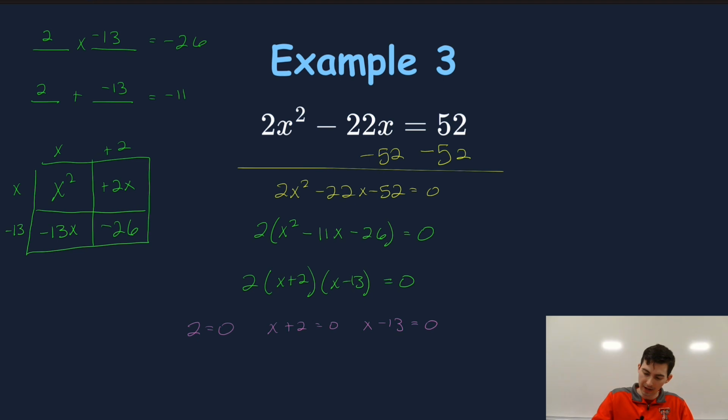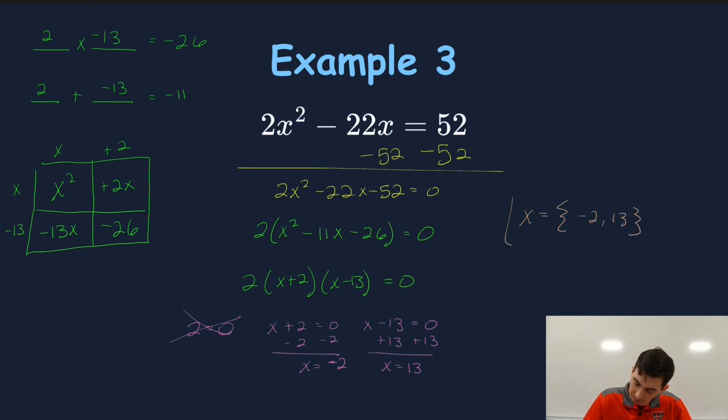Okay. And now this first thing I have, 2 equals 0, we know that's not true, so that part is not going to play into my solution set here. But these other two, I just need to subtract 2 and add 13. So I get x is equal to negative 2 and x is equal to positive 13. So my solutions are negative 2 and 13.